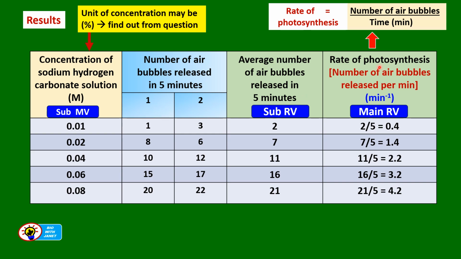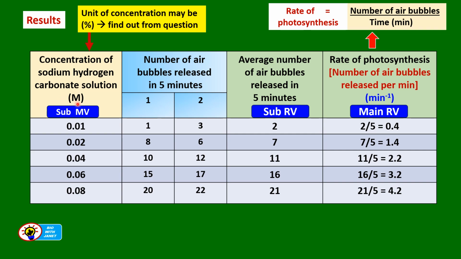But our rate of photosynthesis is the number of air bubbles, no units there, divided by time in minutes. So your unit should be per minute for the rate of photosynthesis, because it's divided by the time. According to this equation, your unit is per minute, and you have to write it down in the table. You also have to write down the concentration of sodium hydrogen carbonate solution.